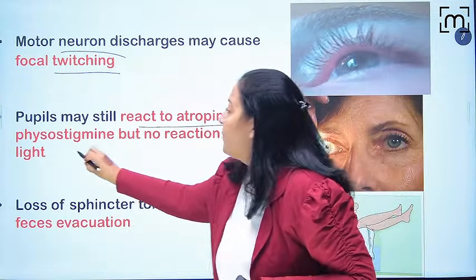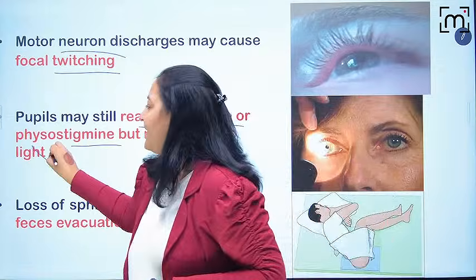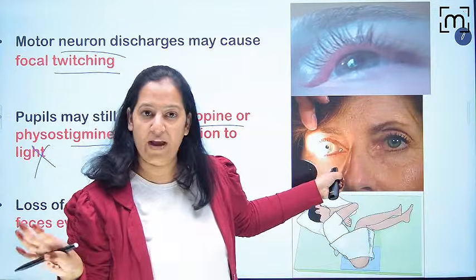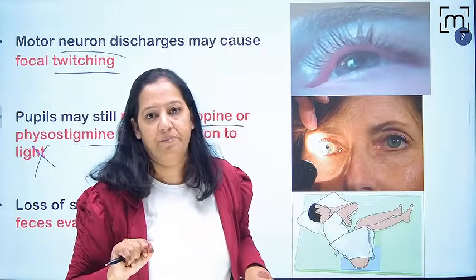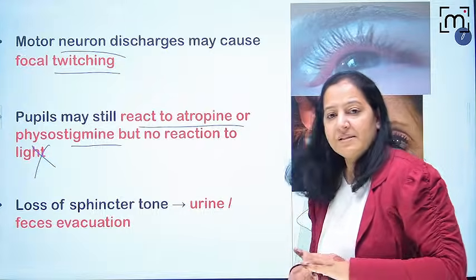Pupils react to atropine and physostigmine, but there is no reaction to light. If you put light on the pupil, no reaction. But if you put atropine or physostigmine, it will show the reaction. That is the pupil. All the muscles are relaxing now.